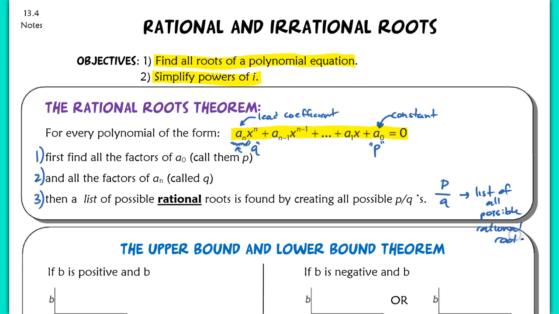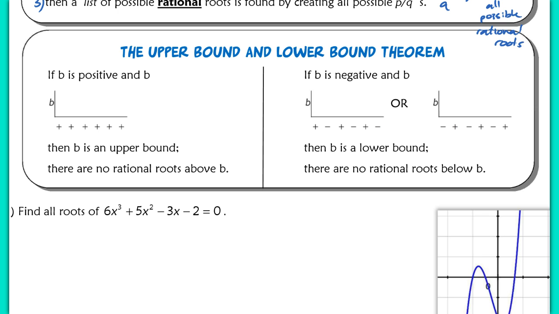Now this is something that could be really tedious to have to test, because you're going to get a really long list. Even for sometimes a really simple equation, you might get a really long list of p over q values. So that's why this next theorem comes in handy. The upper bound and lower bound theorem is something that comes in handy so that you don't have to test every single rational root.